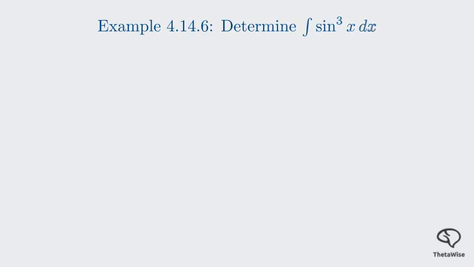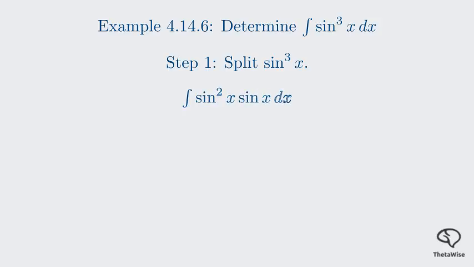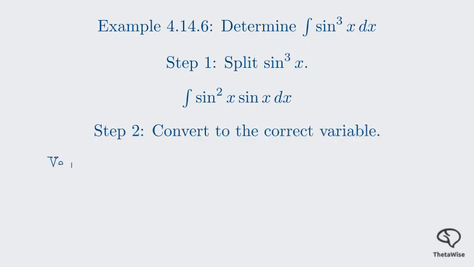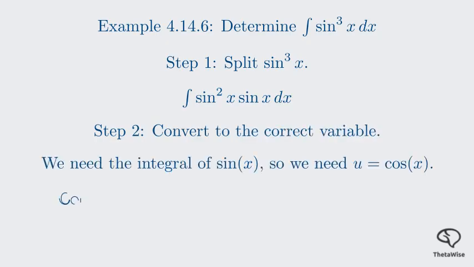Here's another example with an odd power, but this time only one trigonometric function is present. The problem is to determine the integral of sine cubed x. The power is odd, so we use the same strategy. We save one factor of sine, rewriting sine cubed x as sine squared x times sine x. The sine x will become part of our du. Because of the saved sine x, we know we will substitute u equals cosine x.